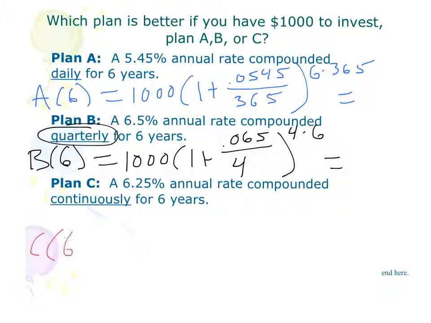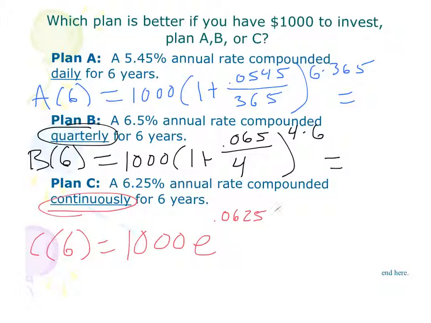C of 6. Continuous. All right, $1,000 invested. The base is e. Make sure you have that connection, that continuous growth or decay. We've been mostly looking at growth models today. It involves base e. 0.0625 is our rate, and then we evaluate that to the 6th power. Go ahead and evaluate those. The calculator is going to come in handy, and see if you can come to the conclusion as to which one of those plans leaves you with the most money after 6 years.